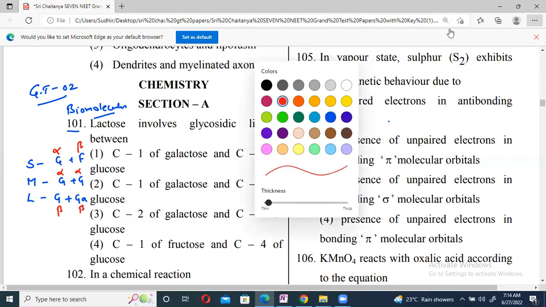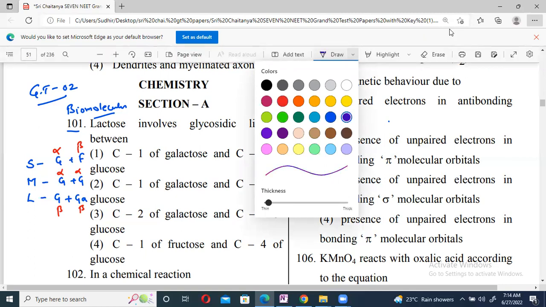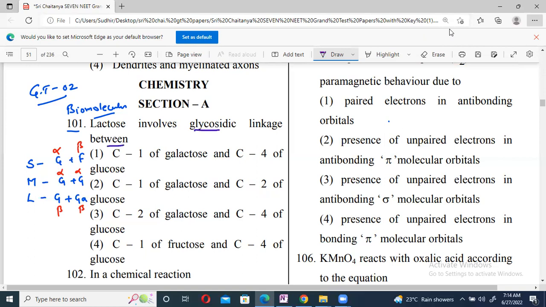Here they are asking only about the glycosidic linkage. The glycosidic linkage from alpha glucose to beta fructose comes under the 1-2 position. The glycosidic linkage between the two glucose units in maltose comes under the 1,4 carbon atoms. And in lactose, the glycosidic linkage between glucose and galactose comes under 4,1.